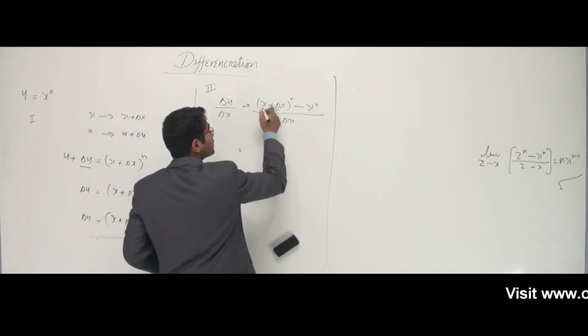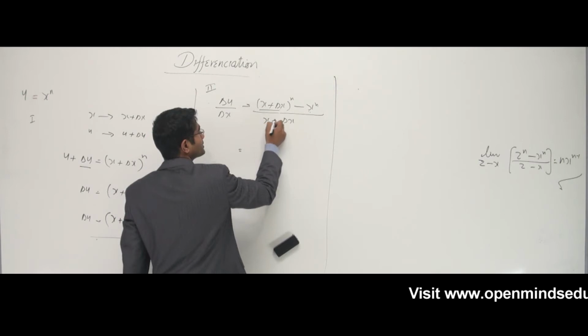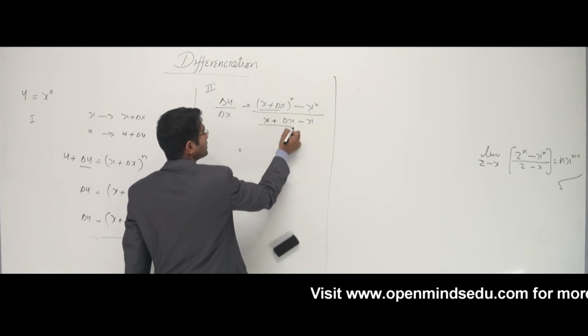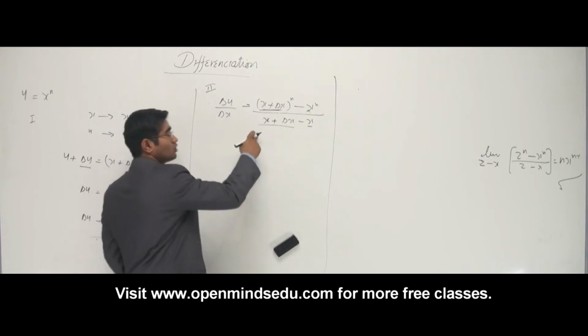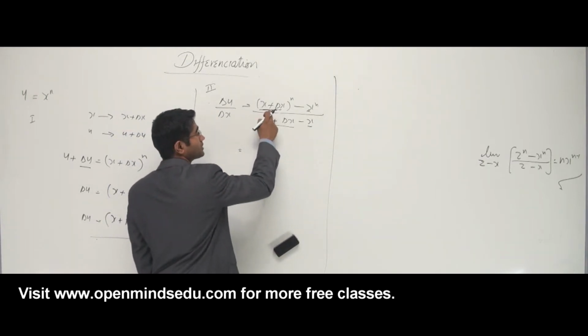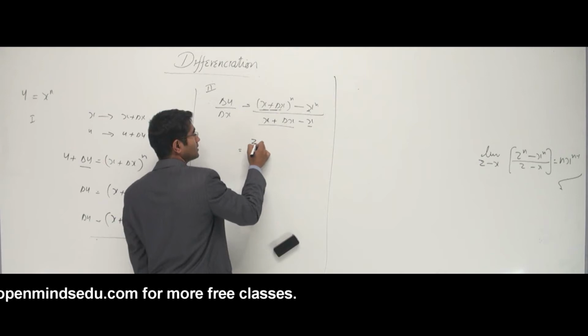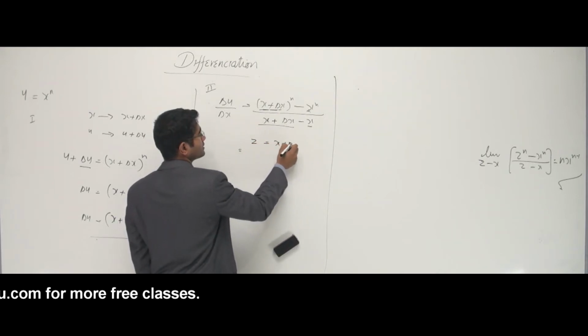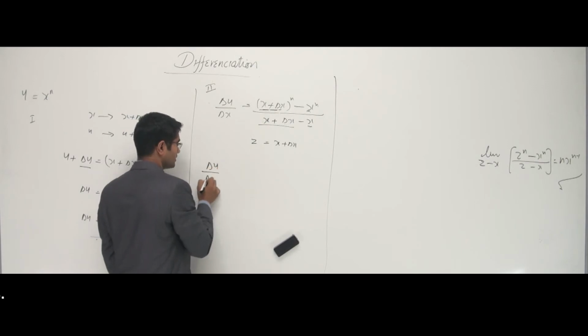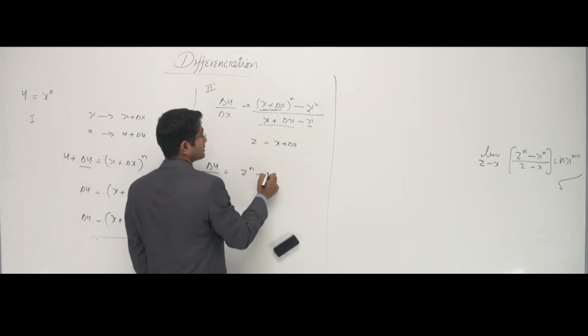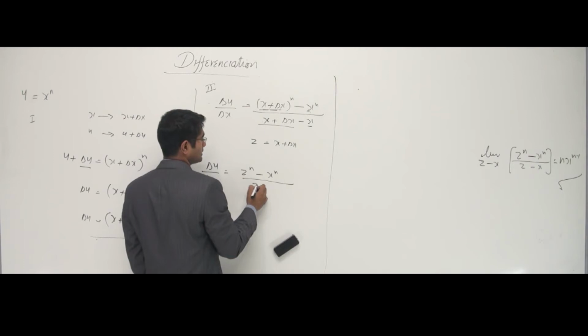How can I make this look like the whole denominator? Can I add plus x and minus x? Yes, now this looks like this, and this looks like this. Still this would not look like that because I have two terms here and a single term there. Can I take z is equal to x plus delta x in this equation? See what happens now. Very simple. Delta y by delta x will look like z power n minus x power n, and z minus x.